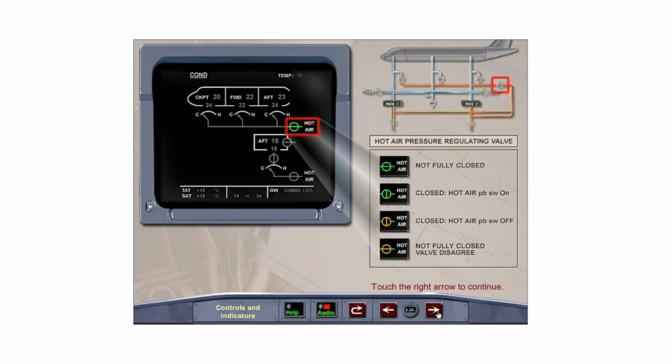The ECAM conditioning page displays the hot air pressure regulating valve inline green when it is not fully closed and regulating pneumatic air pressure. The valve is displayed crossline green when it is fully closed with the hot air push-button switch in the on position. With the hot air push-button switch selected off and the valve closed, the valve will appear crossline amber. The valve is also displayed in amber anytime the valve is in disagreement with the commanded position.